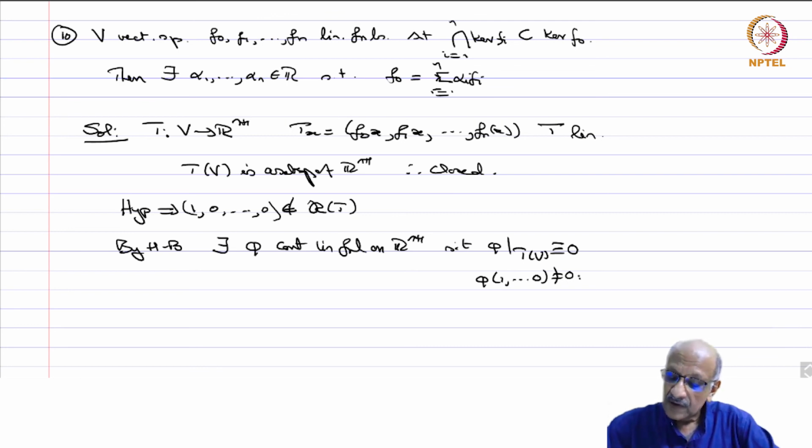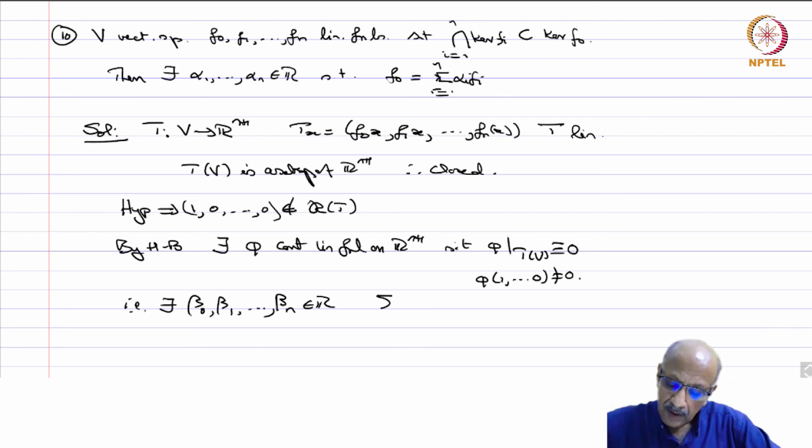So continuous linear functionals are again n plus 1 scalars, that is there exist beta 0, beta 1, ..., beta n in R such that sigma i equals 0 to n beta i times, any element of T(V) is Fi of x, is 0 for all x in V, but this beta should not vanish on (1, 0, ..., 0), that means beta 0 is not 0.